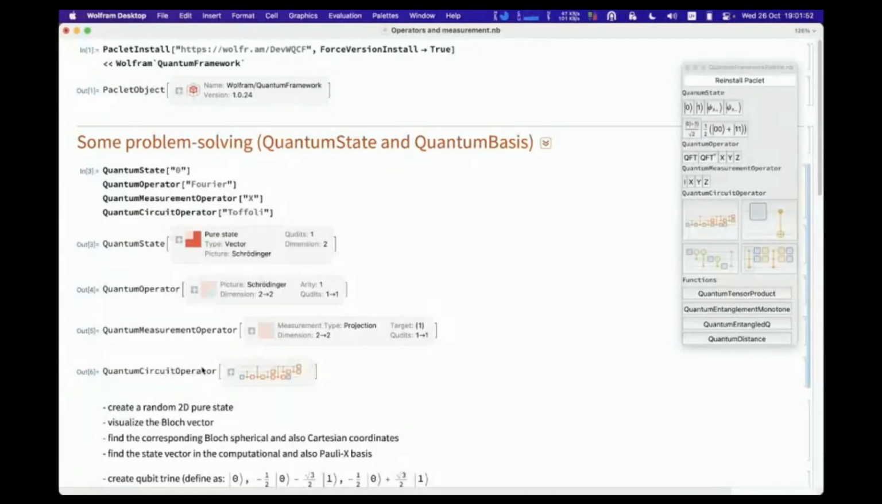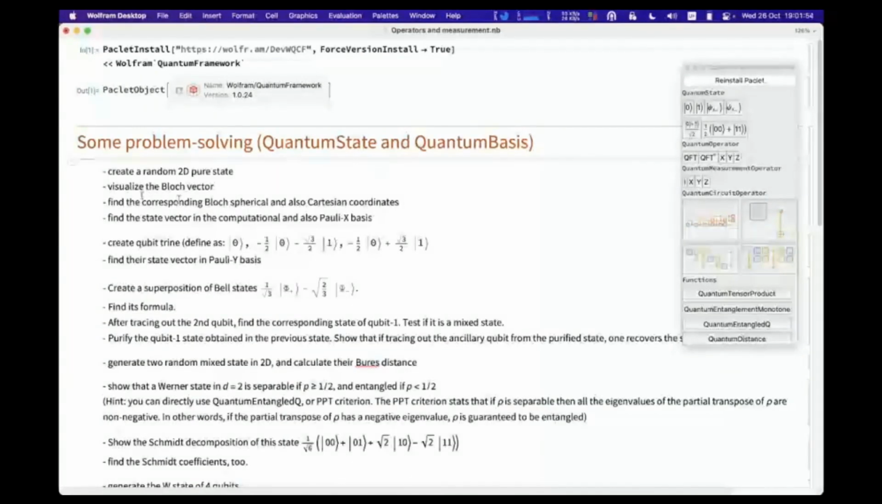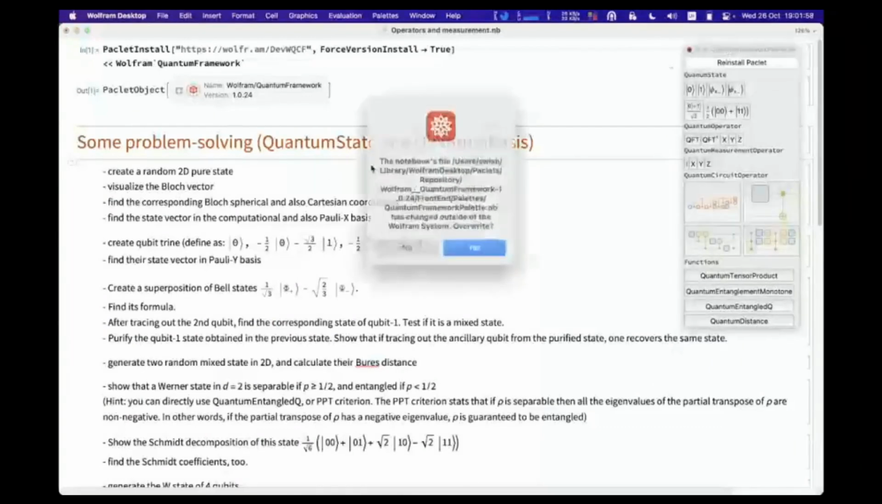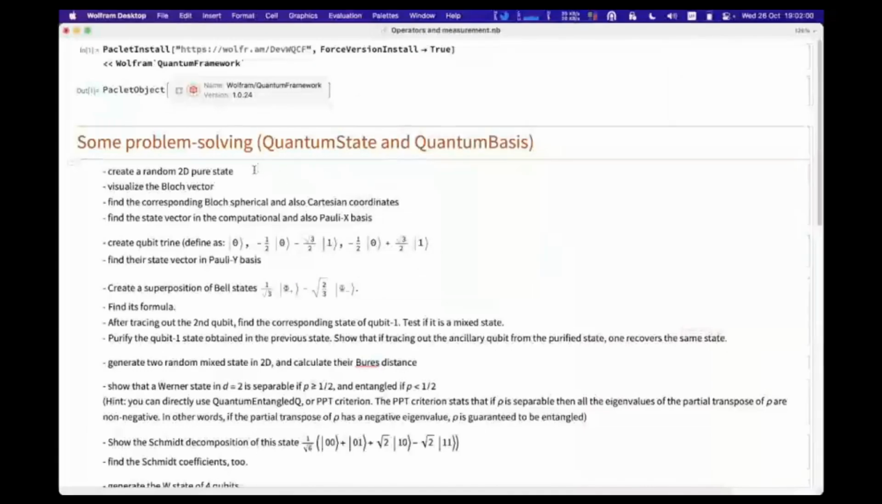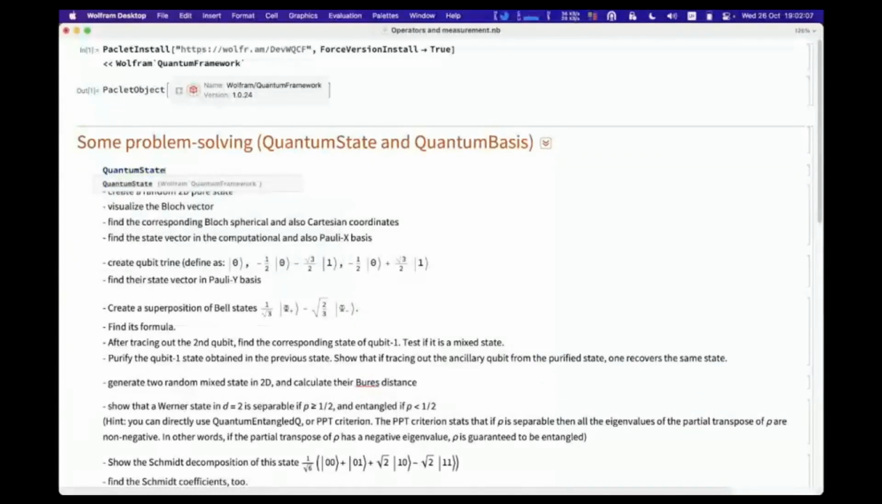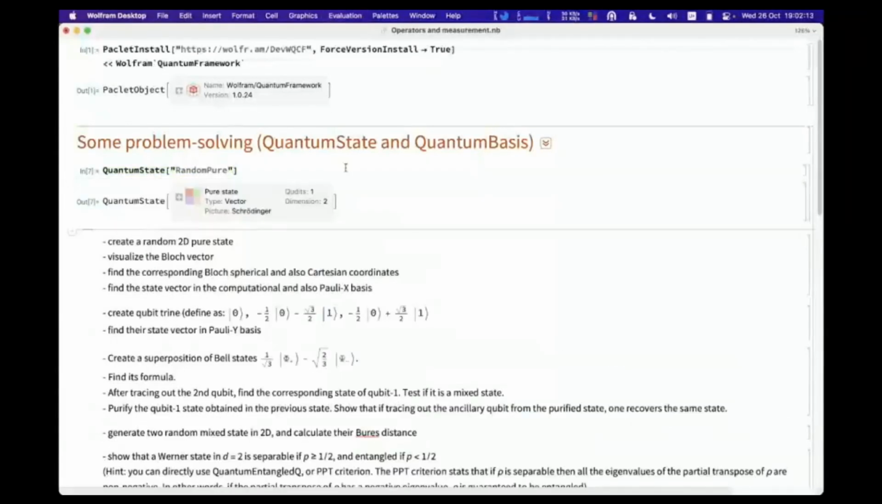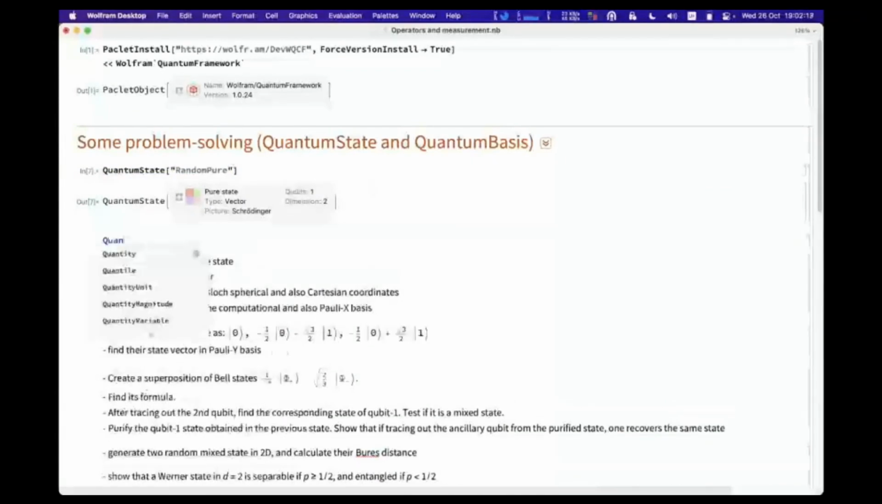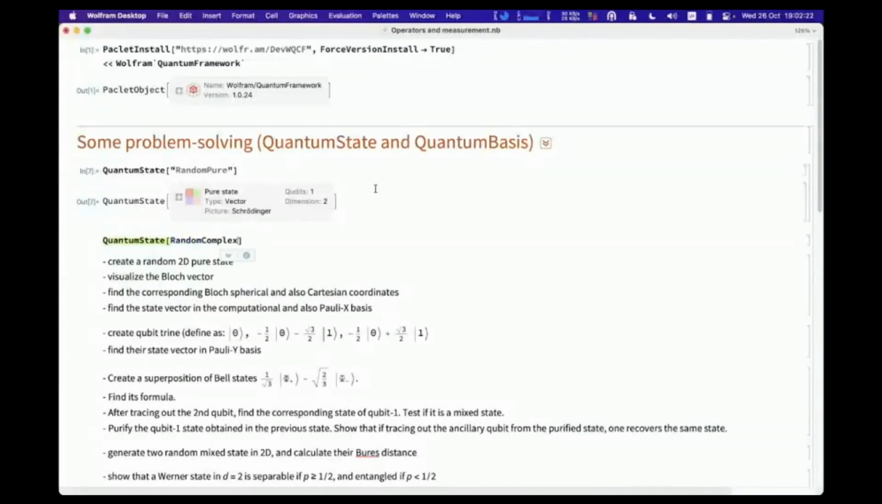Anyhow, let's go through our problem. Let's go with the first one. Let's see what we have. Create a random two-dimensional pure state. It's clear, it's a quantum state. And this time, Nick is going with the built-in names that we have. So it gives you a random pure state. Remember, whenever no dimension is given, we automatically assume it's happening in 2D.